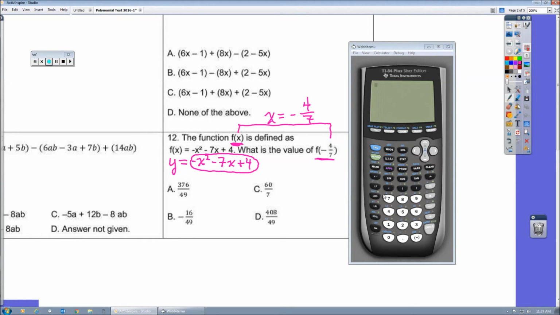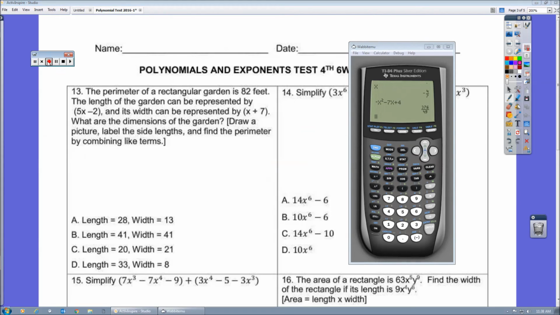So when you are given x, stow it in the calculator. We're going to let the calculator do the math for us. Negative 4 over 7. We're going to store that to the value of x. So every time I hit the letter x, the calculator will replace and do the math for me. So now type this guy in. Negative x squared minus 7x plus 4. You're going to hit enter. Boom, it gives you your answer, 376 over 49, A. Use that, stow it, only if they give you what x is. If they don't give you what x is, you cannot type it in the calculator.